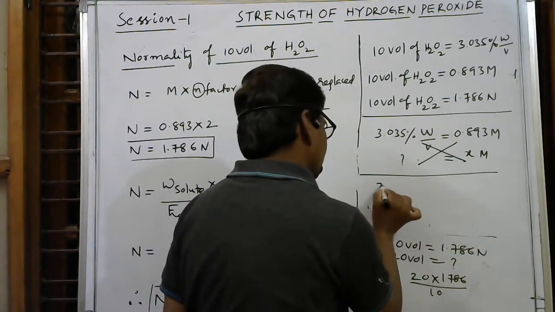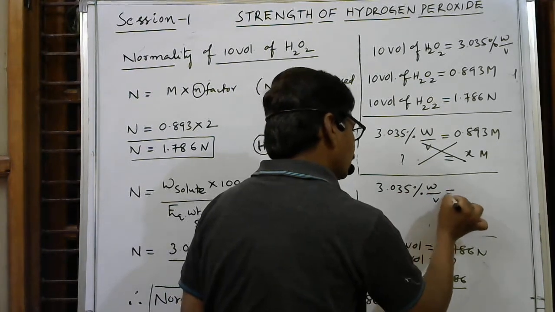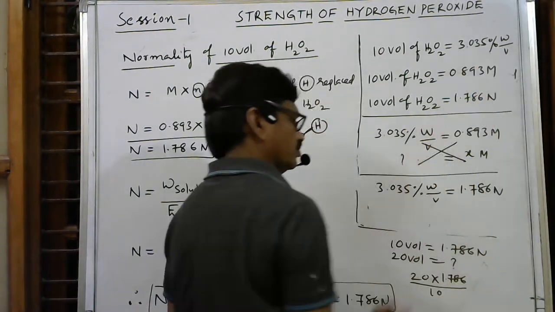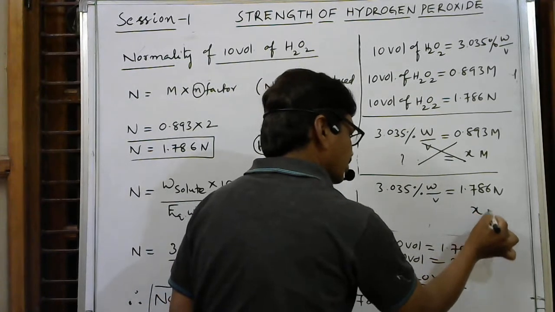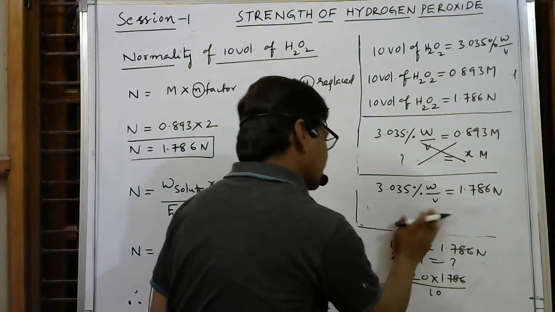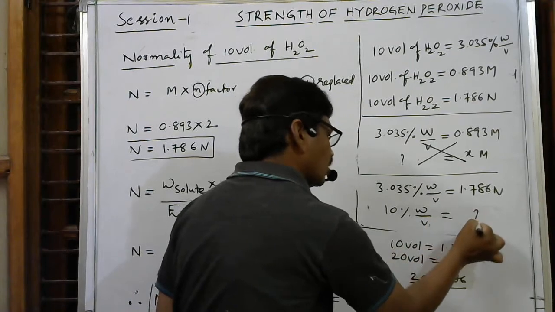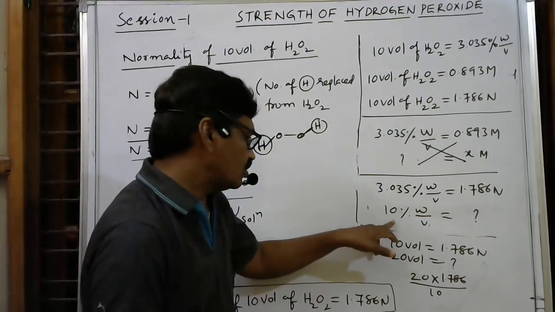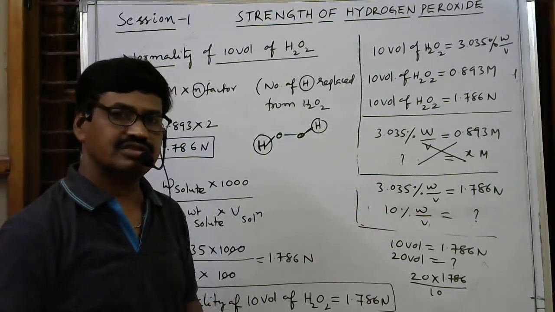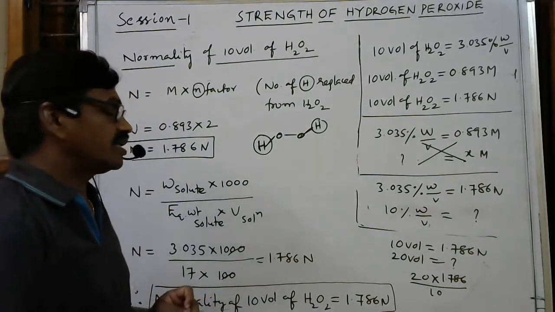Here 3.035 percentage W by volume equal to 1.786 N. We can relate these two also. Then for example some X normality is given, for X normality equal to how much percentage, otherwise they may ask some percentage, say 10 percentage weight by volume, equal to how much molarity. Then in this way we have to do cross multiplication, this into this by this, like that also we can do calculations. So this is about volume strength of hydrogen peroxide, 10 volumes.